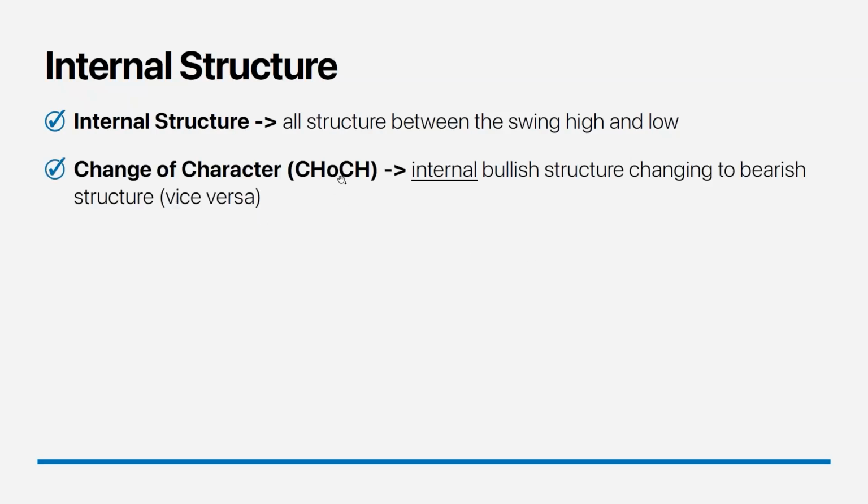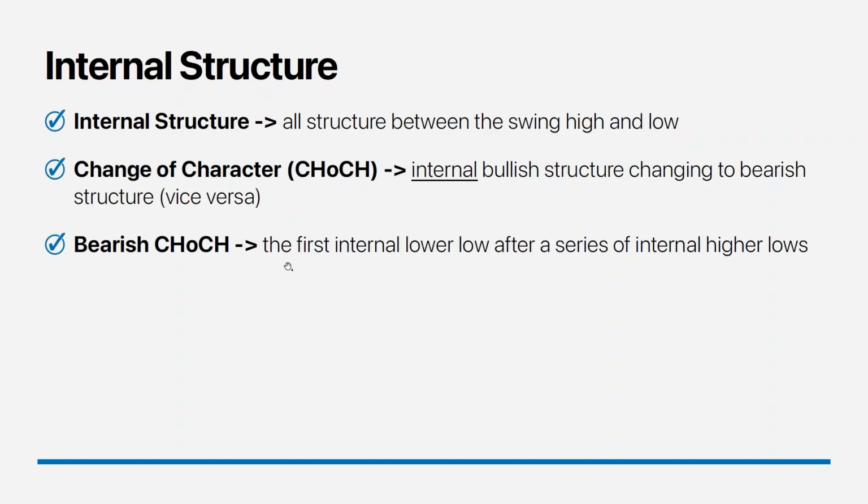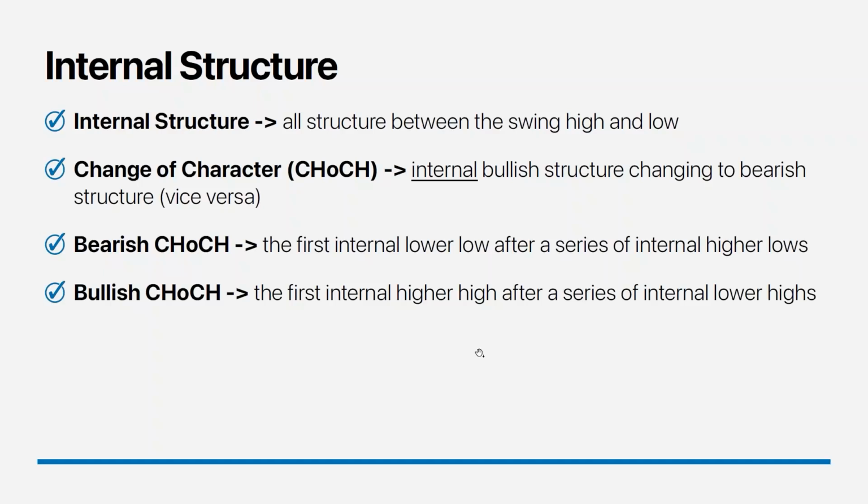So we have this term that I just mentioned, change of character. It's basically the internal change and shift between bullish to bearish or bearish to bullish. A bearish change of character is your first internal break, initially from bullish. We start to make a lower low, and that's where our bearish change of character comes in, and vice versa. When your first internal high is broken, that's where your bullish change of character comes in.